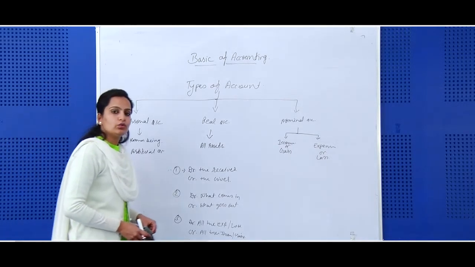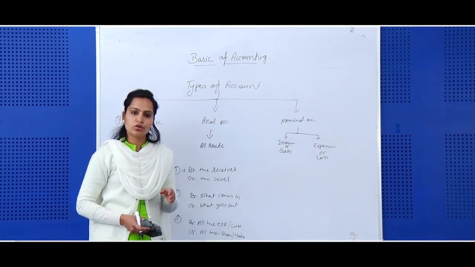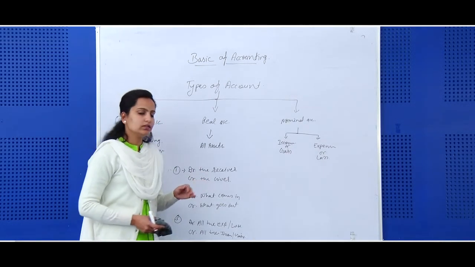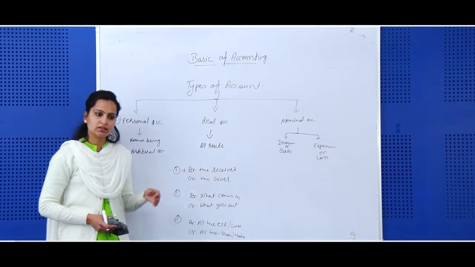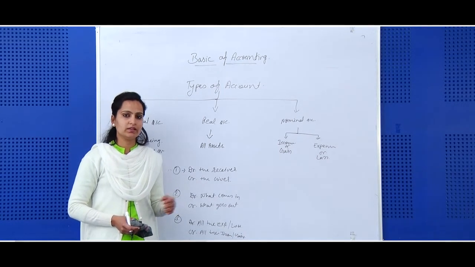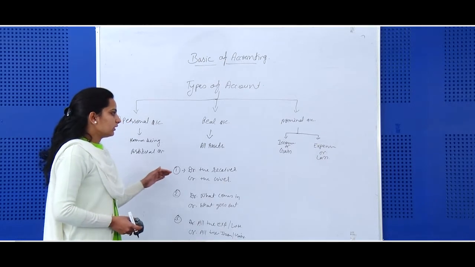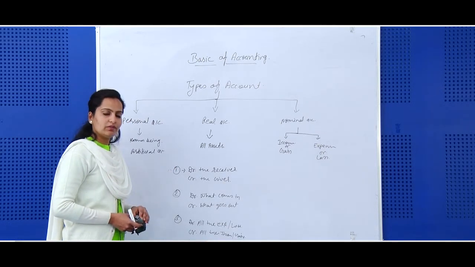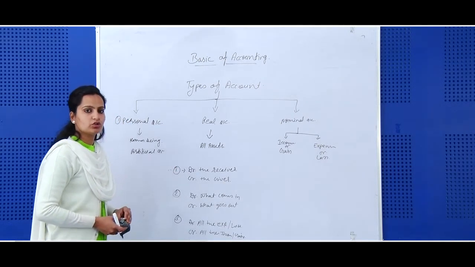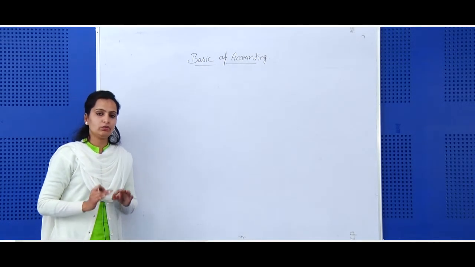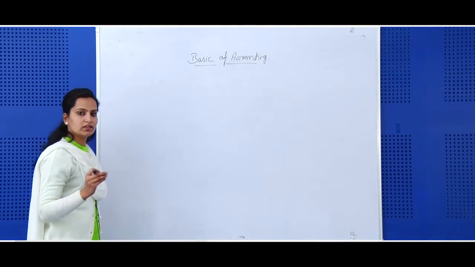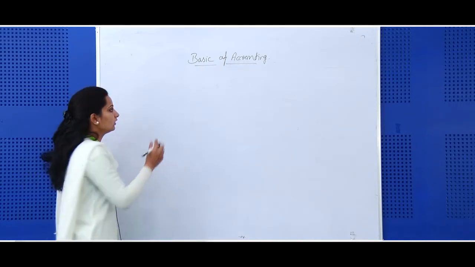Now, I would like to tell you about some terminology of accounting, what all the terminology means, like what is sales, purchase, debtors, creditors, what is assets, liabilities. So, one by one we will discuss the terminology of accounting. First of all, I want to tell you about what is assets and what is liabilities. These are the main basic terminology of accounting.